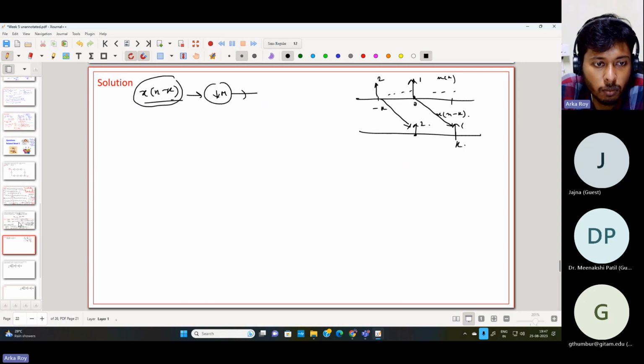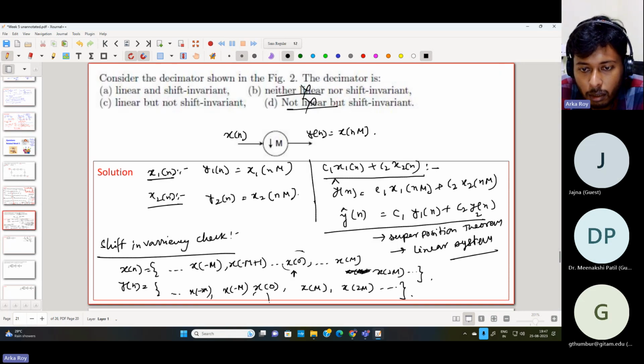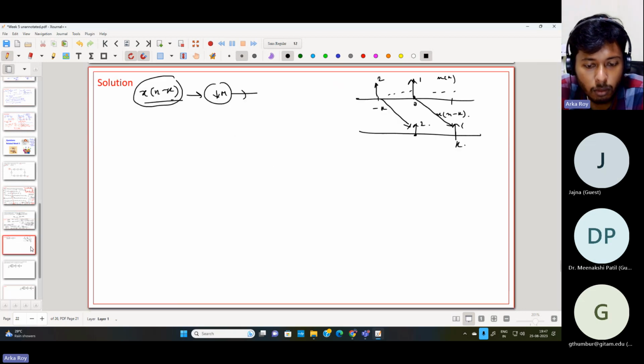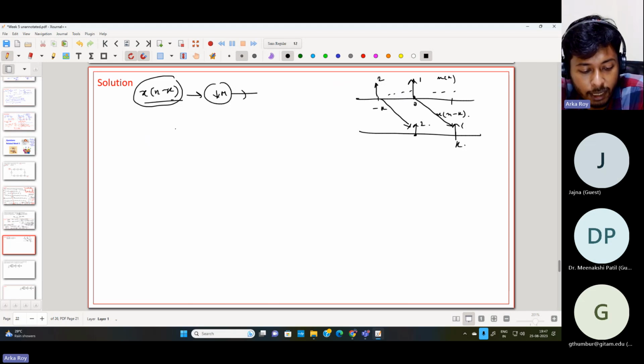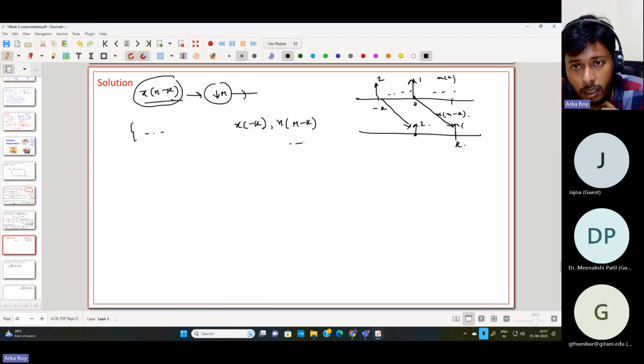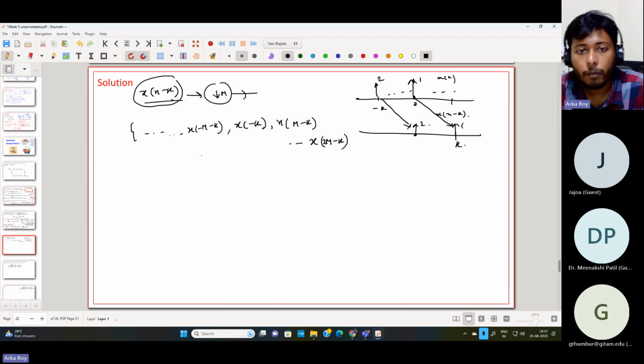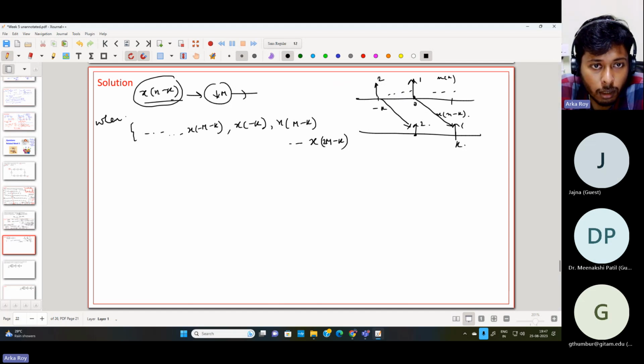downsampler, in case of the first sequence, we were getting the index 0. At index 0, we are getting x of 0. However, in this particular case, the output will look like x of minus k, then x of m minus k, then x of 2m minus k. Likewise, here I will get x of minus m minus k and so on. So this is when the input is delayed by k.